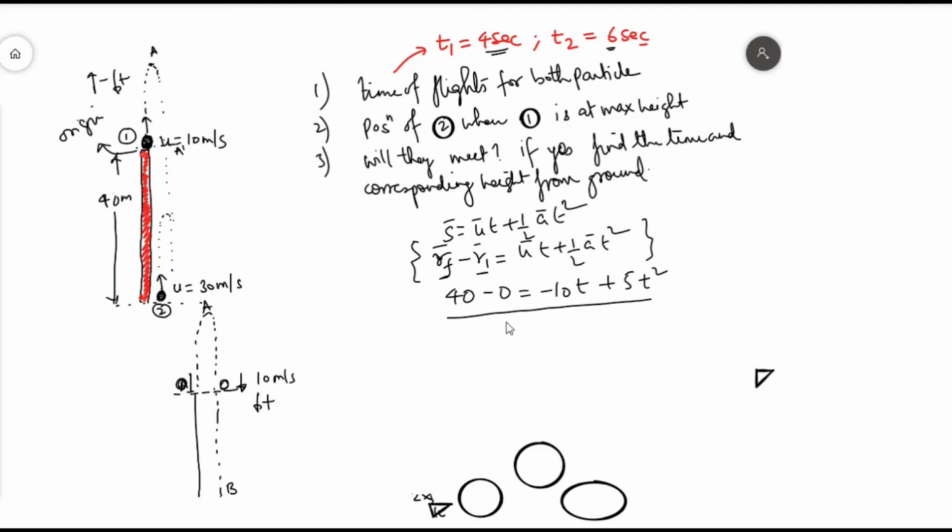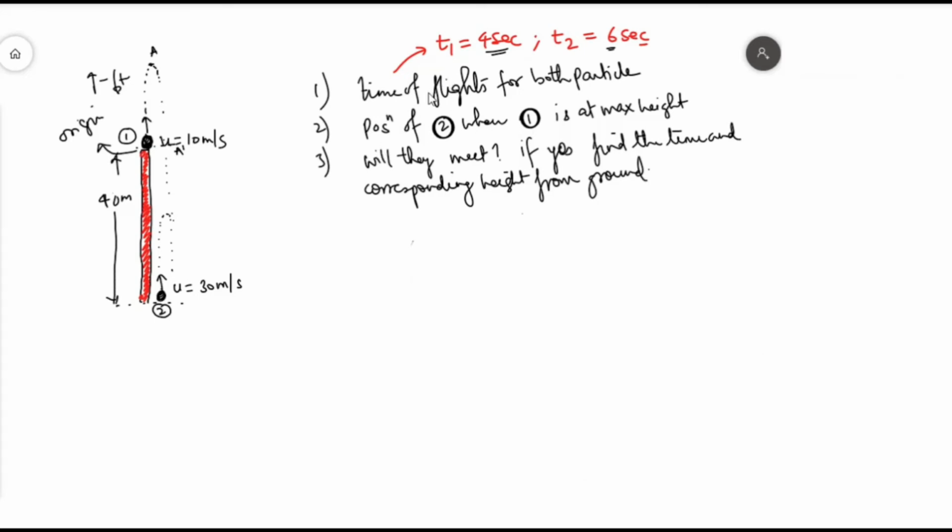If I divide the whole thing by 5, I'll again get t square minus 2t minus 8 is equal to 0, and the solution is going to be t is equal to 2 plus or minus the square root of 4 plus 32, divided by 2. 32 plus 4 is 36, the root is 6, 6 plus 2 is 8, and 8 divided by 2 is 4. So indeed I'm getting the same answer as the previous one. Okay, so we are done with the first part.